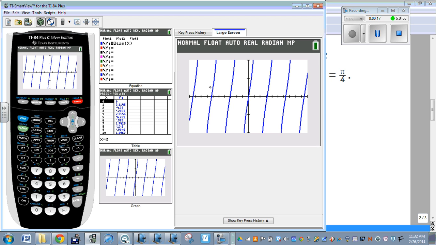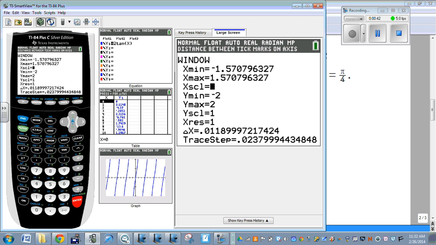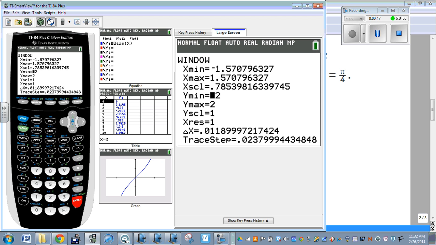And as I look at it, I've got a lot going on there. We're just going to pi over 4. That's our other line. So I'm going to change my window. And I know that tangent goes from negative pi over 2 to pi over 2 for a period. So I'm going to change my x min to negative pi over 2. X max pi over 2. And I'm going to make my x scale pi over 4. And y min, y max, I have negative 2 and 2.